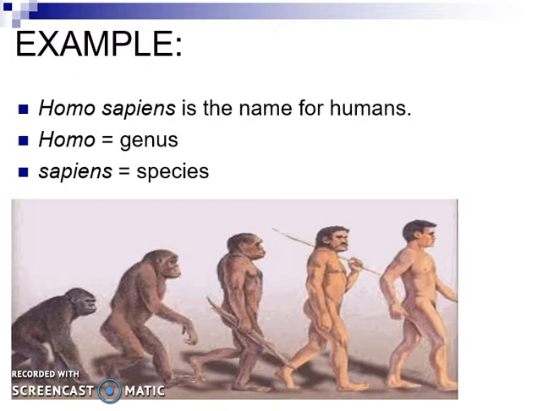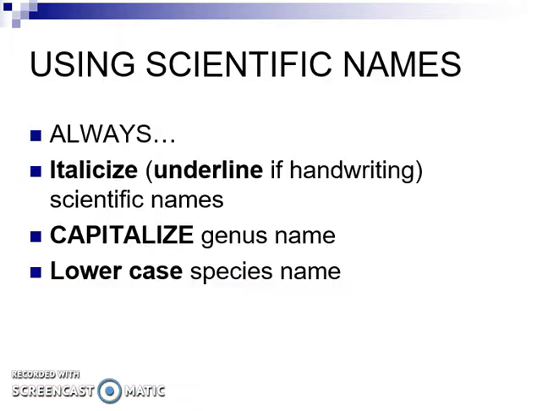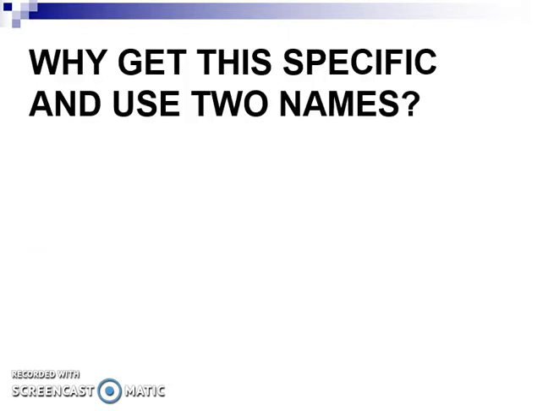I do want to point out some little things that you need to know. Italicize, or underline if you're handwriting, all scientific names. You always capitalize the genus and you always lowercase the species. That's a way to indicate what is the genus and what is the species. And it's kind of like when you follow rules of grammar and things like that. So I do want to ask you, why get this specific? Why use two names to identify an organism? What is the purpose? Take a moment, write some stuff down, and we'll get back to it in a second.